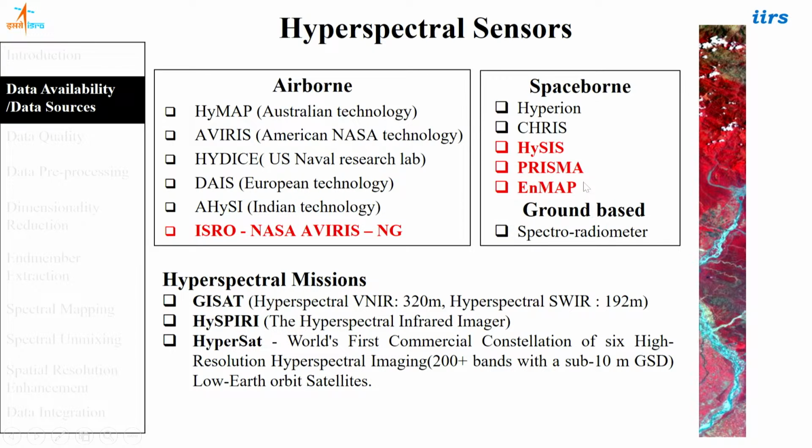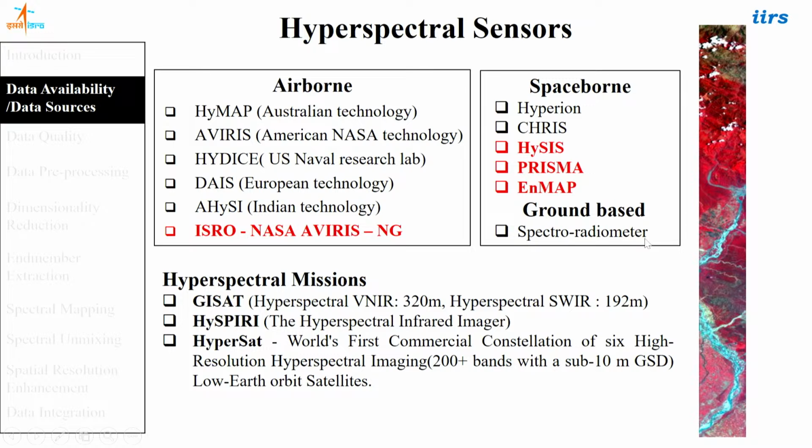Then HySIS was developed by ISRO, which was used for defense purposes. PRISMA sensor was developed by the Italian Space Agency. EnMAP was launched by the German Space Agency recently. So these data sets are now available. Hyperion has now stopped working, but the data is available in the archive. A ground-based instrument is called a spectroradiometer, which collects the spectral reflectance curve, and is normally useful for measuring the spectral reflectance curve.